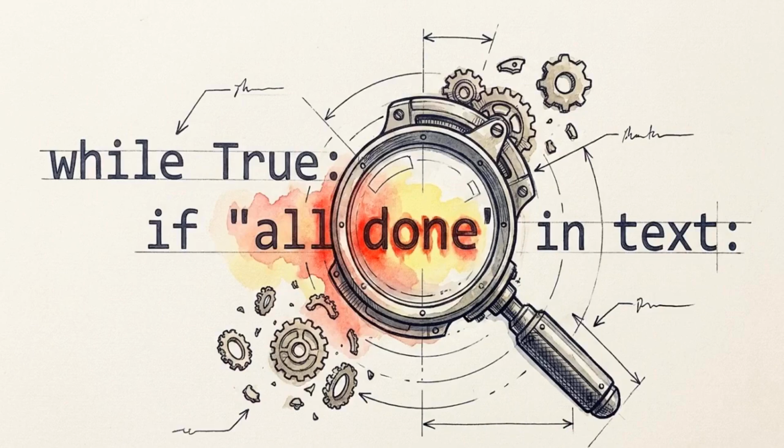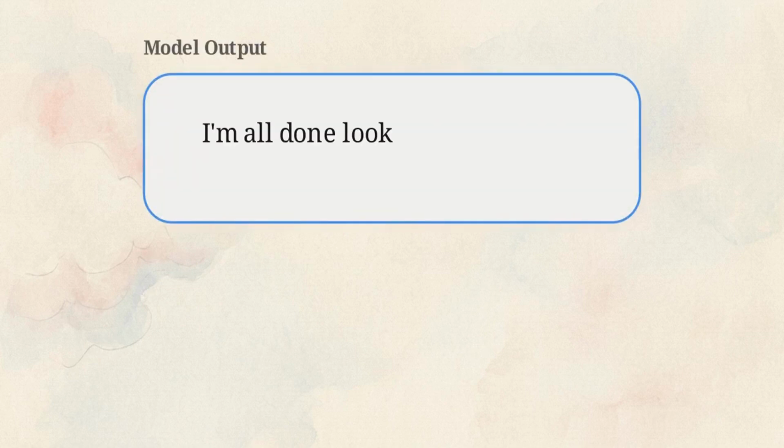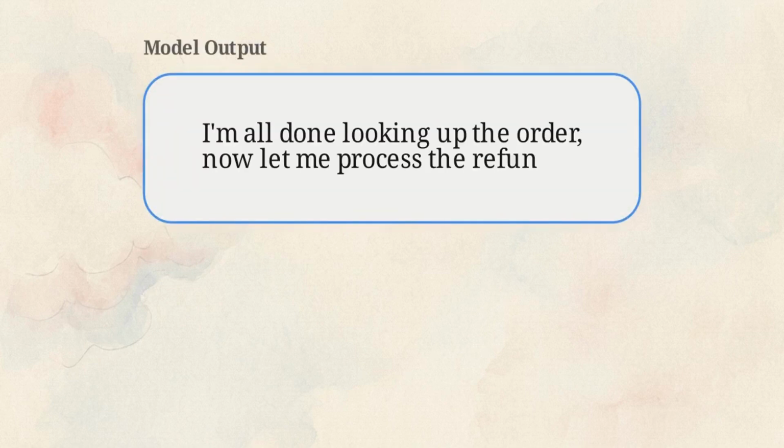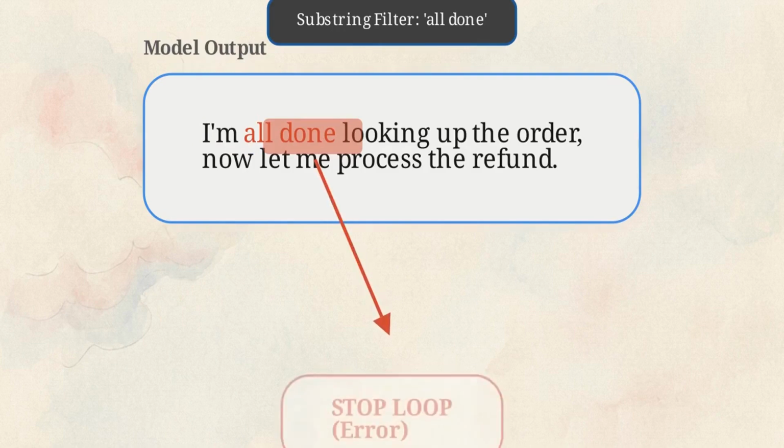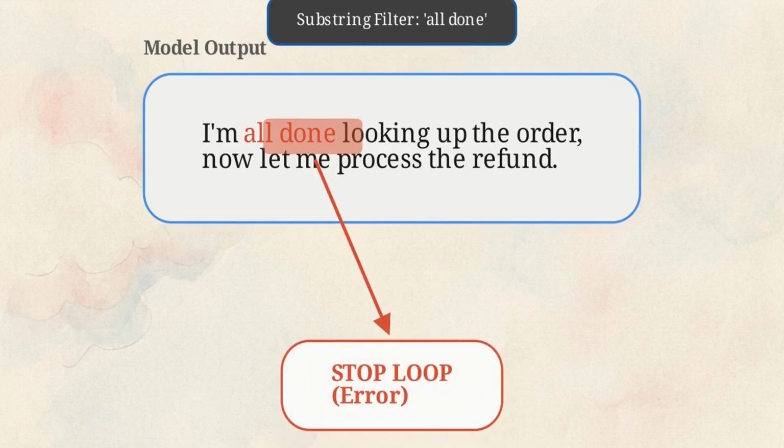The first failure in our autopsy is how the agent decides to finish its job. Right now, it runs a while true loop that searches the model's output text for a magic phrase like "all done." Searching prose for a completion signal creates critical bugs. If the model says, "I'm all done looking up the order, now let me process the refund," your substring filter matches immediately. The loop terminates mid-task, and the transaction is never finished.